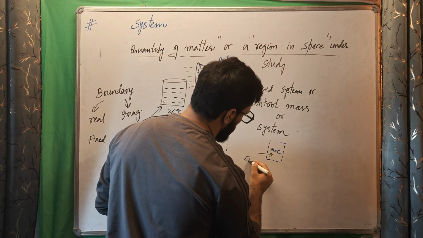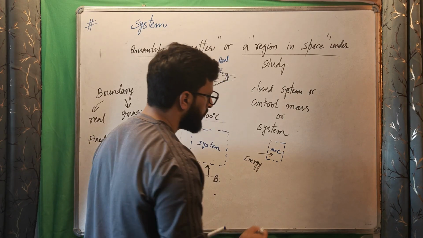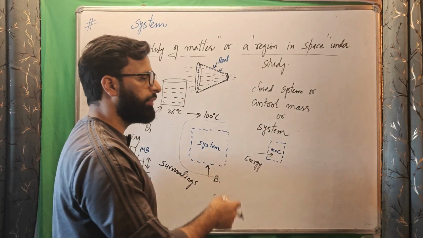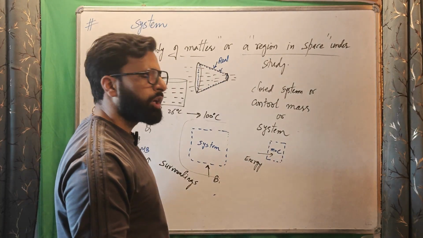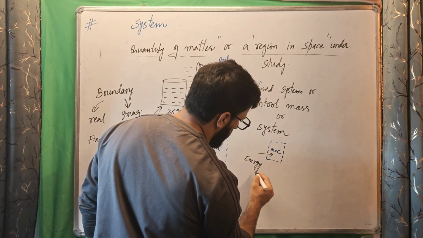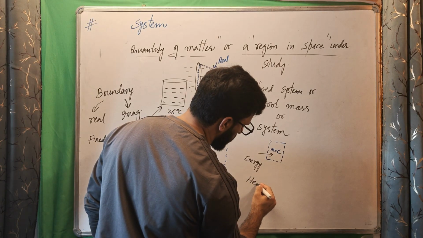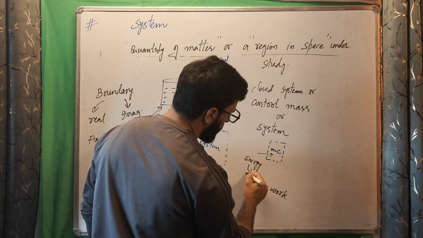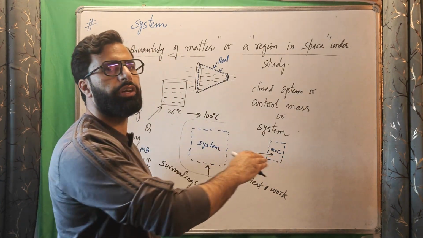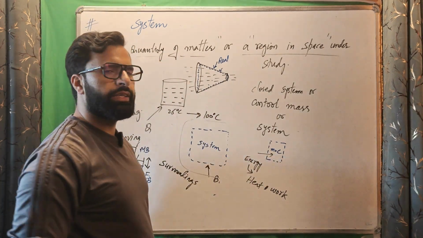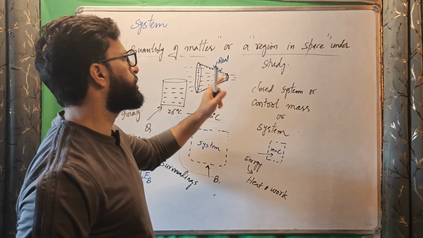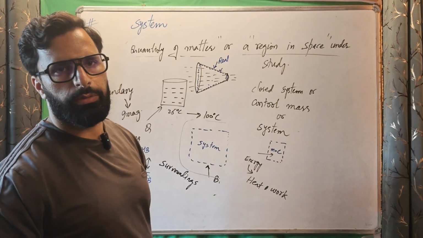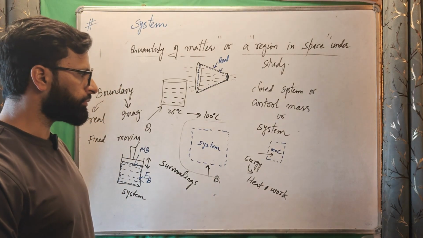Energy crosses the boundary. Now there are various forms of energy. The two forms that are significant and relevant in thermodynamics and fluid mechanics are heat and work. So energy in the form of heat and work can cross the boundary, but mass does not cross the boundary. Such a system is known as a closed system, control mass, or just simply a system.